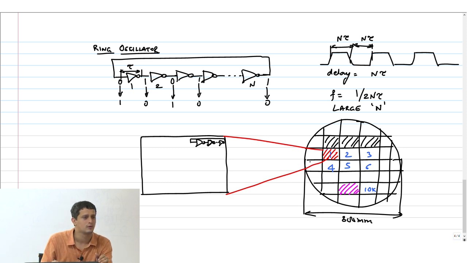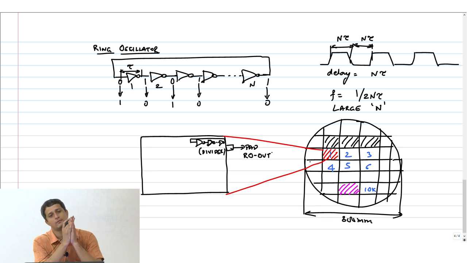So therefore, you put a ring oscillator which has a large number of stages followed by a divider also, and you get this out on a pad. Okay, this will be called ring oscillator out. So you can observe this on an oscilloscope, or the tester can do an automated measurement, whatever it is, and you can find out what the frequency of operation is.